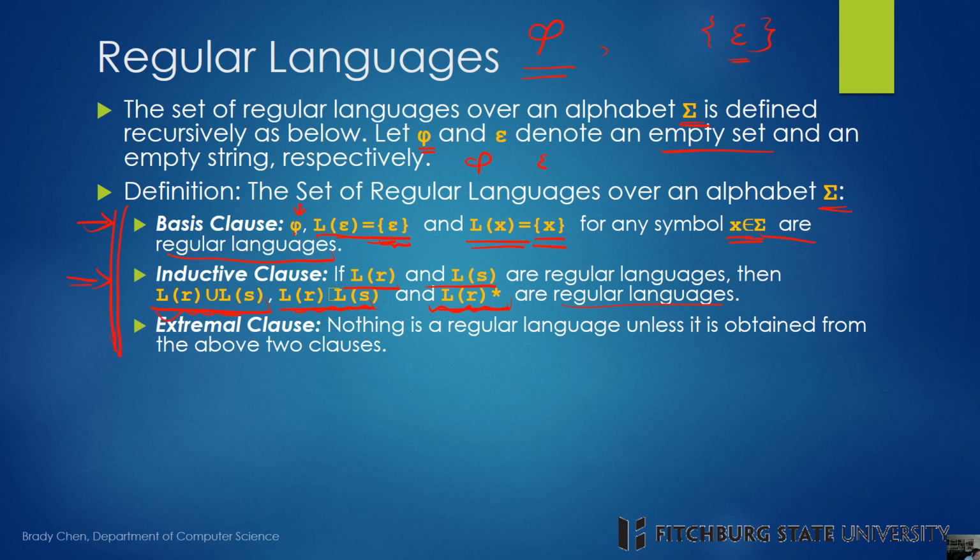Now the last rule, rule number three, is called the extremal clause. Nothing is a regular language unless it's obtained from the above two clauses. So everything built from the basic clause and the inductive clause is a regular language, and nothing else. That's the recursive definition. So let's actually build a regular language from scratch.